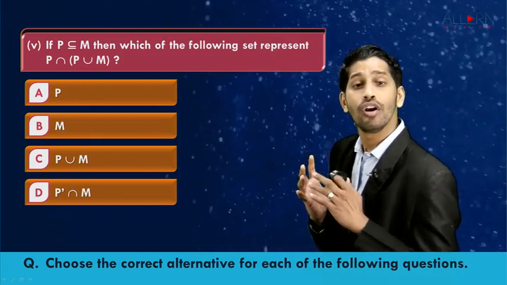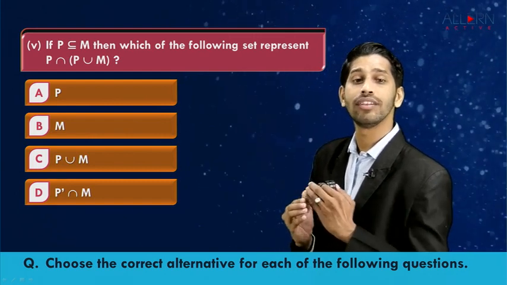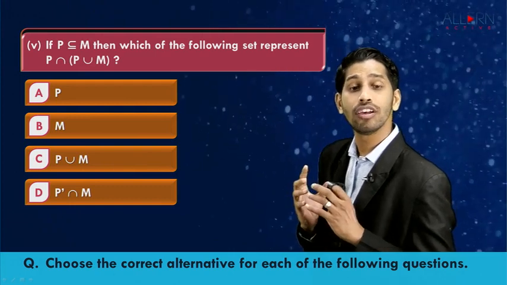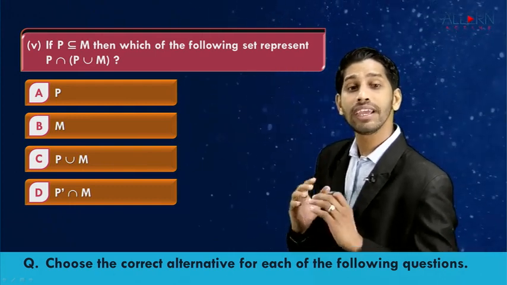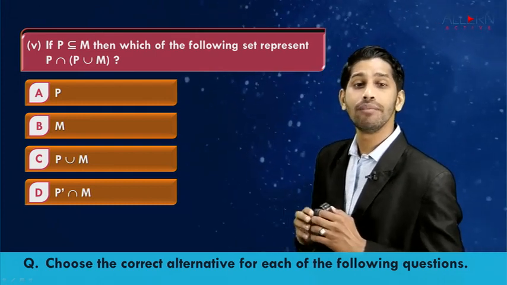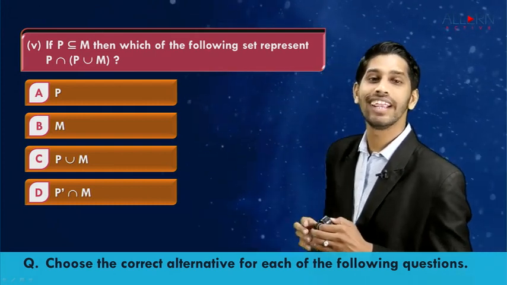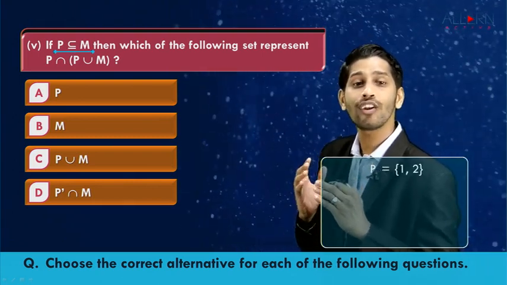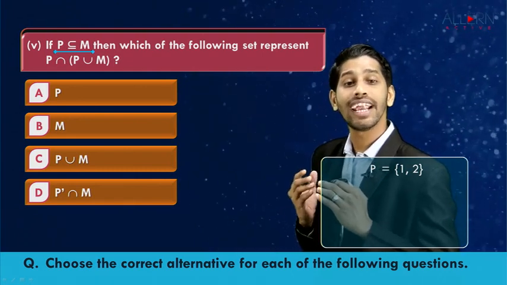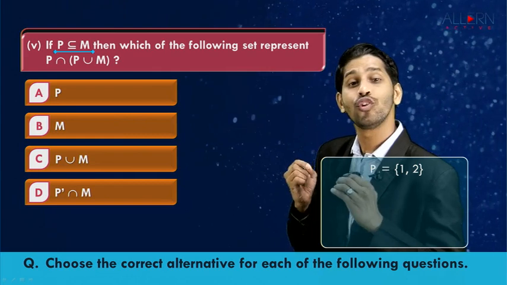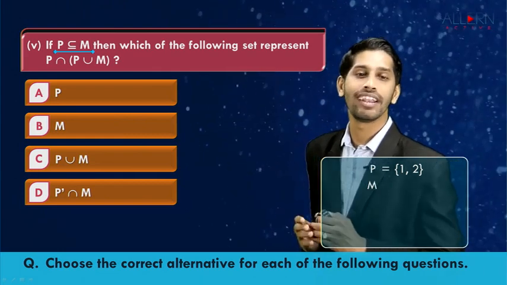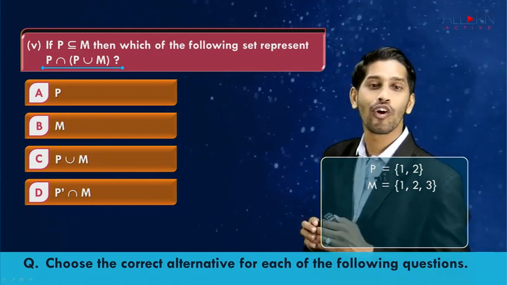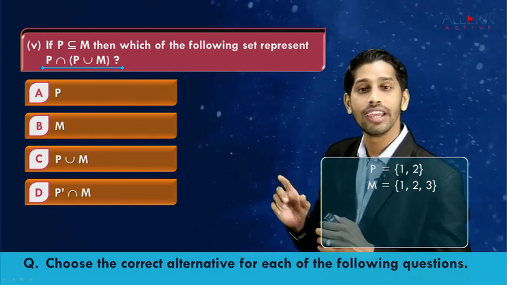In order to understand which option is correct, let's start with some assumption. It says that P is a subset of M. That means we have to assume set P and set M in such a manner that all elements of set P should be present in set M. That means if we consider set P as 1, 2, we need to create set M in such a manner that it should also contain 1, 2. So we can write M is equal to 1, 2 and 3.